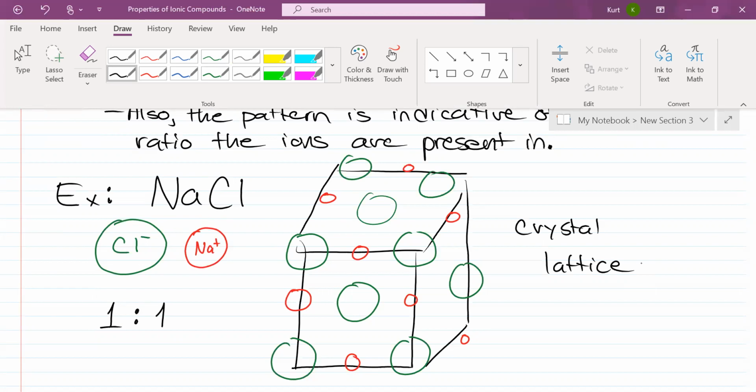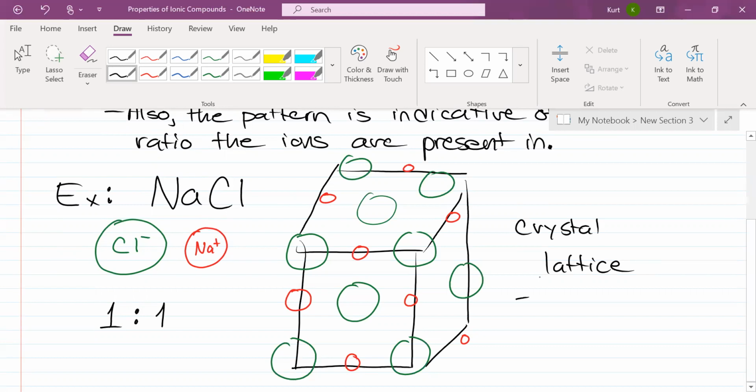So in a compound like sodium chloride, it's going to be 1-to-1. But if I had a compound like sodium nitride, it would be 3-to-1. So for every 1 nitrogen, there would be 3 sodium surrounding it. Also, if you were wondering why I have the chloride ion bigger than the sodium ion, a chloride ion has 18 electrons, a sodium ion has 10 electrons, so sodium is just a smaller ion.